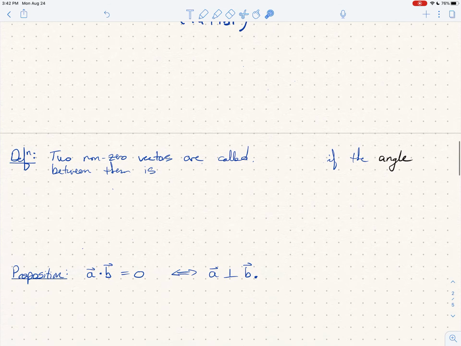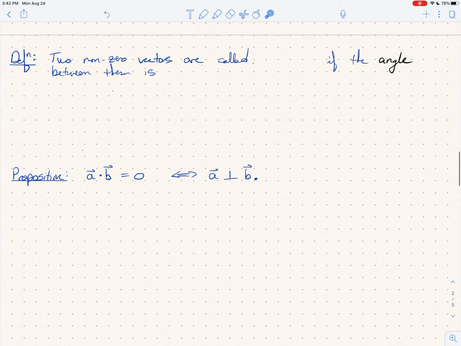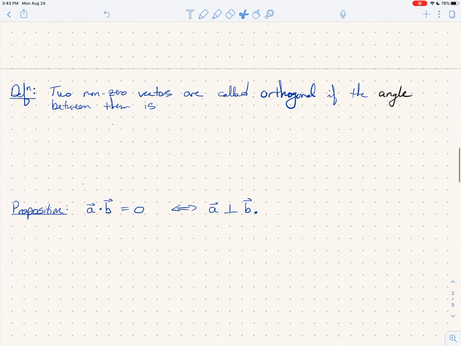All right, so let's go to another definition. We're going to call two non-zero vectors orthogonal if the angle between them is pi halves. So you should think of orthogonal and perpendicular as the same thing. Mathematicians like to generalize ideas from geometry. We think of perpendicular as a geometry type thing, whereas orthogonal you can use in any space where you have an inner product.